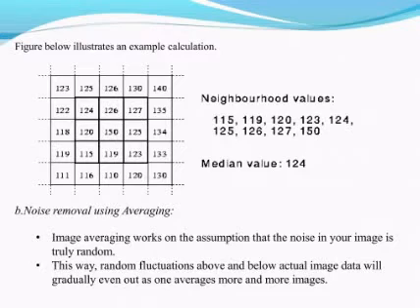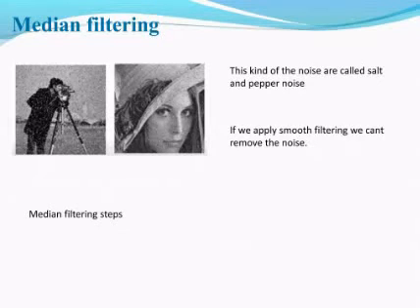Here is an example. The neighborhood values of the matrix are 115, 119, 120, 123, 124, 125, 126, 127 and 150. The median value is 124. Noise removal using averaging. Image averaging works on the assumption that the noise in your image is truly random. This way, random fluctuations above and below actual image data will gradually even out as one averages more and more images. This kind of noise is called salt and pepper noise.